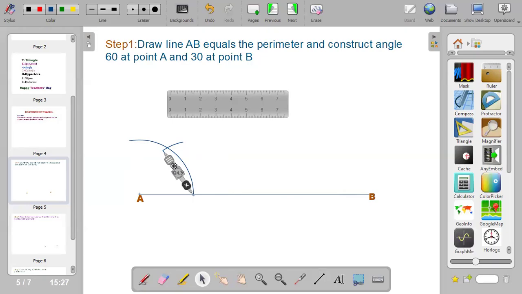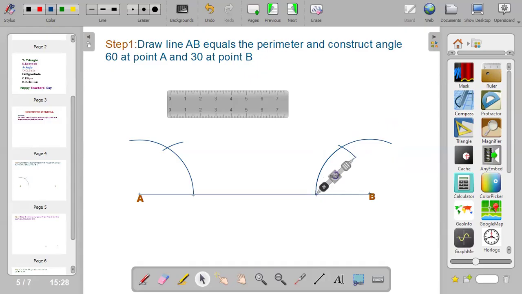At point B, the question says you should construct another angle, which is angle 30 degrees. Before we can do that, we have to construct another 60 at point B, then we'll bisect it to get angle 30. If you're having any issue with this, you can check my other videos on construction of angles. So I'm going to do the same thing here, which is angle 60, then I'll bisect my 60 to get angle 30. So this is angle 60 at point B.